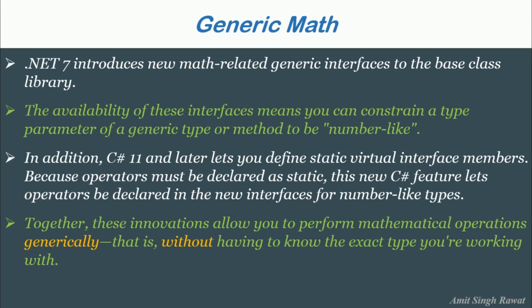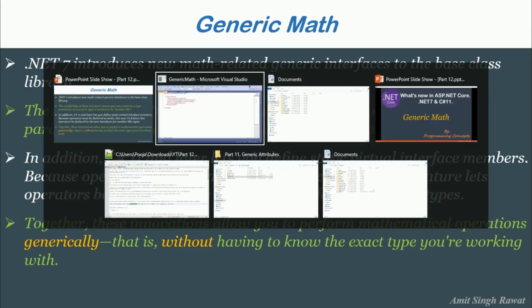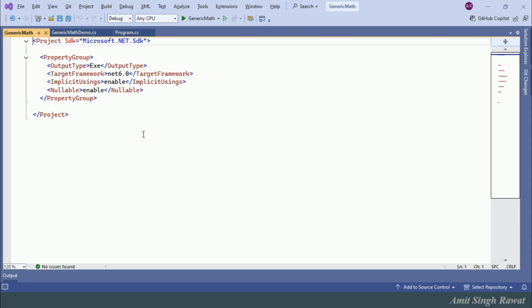It's simple. If you are dealing with math-related operations, we can use generic types, which were not available with .NET 6 or C# 10. Let's go to Visual Studio. Here I already created a .NET 6 console application. So there was no concept of generic math before C# 11, but obviously there is a workaround that developers use.